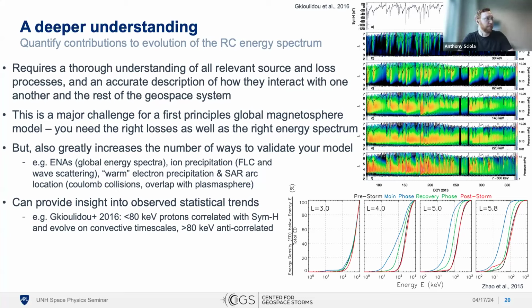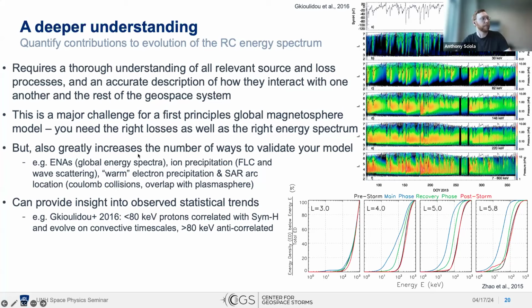Also, for the sake of time, just to make sure you have enough time for questions, I'm not going to go through the slide, but I'm basically making the same argument as before, but even more so. It's even more challenging to get all this right within a global model, because not only do you need to have the right sources and losses in there, but they need to be moving the right plasma energies and species in the first place to actually reproduce what's going on in reality. So this is quite a challenge, but something that we're working on.